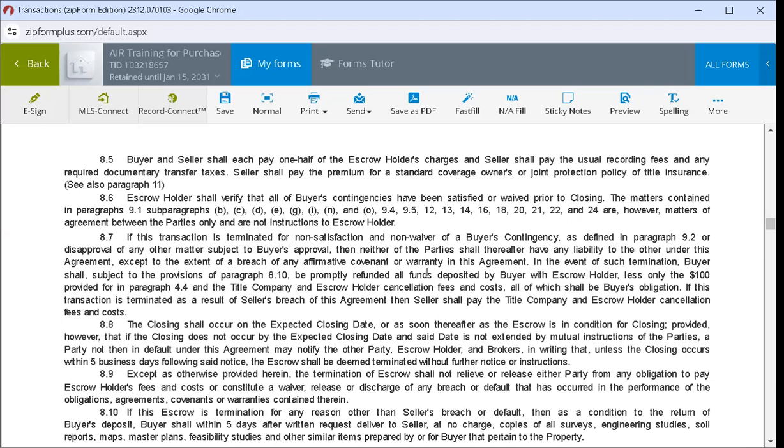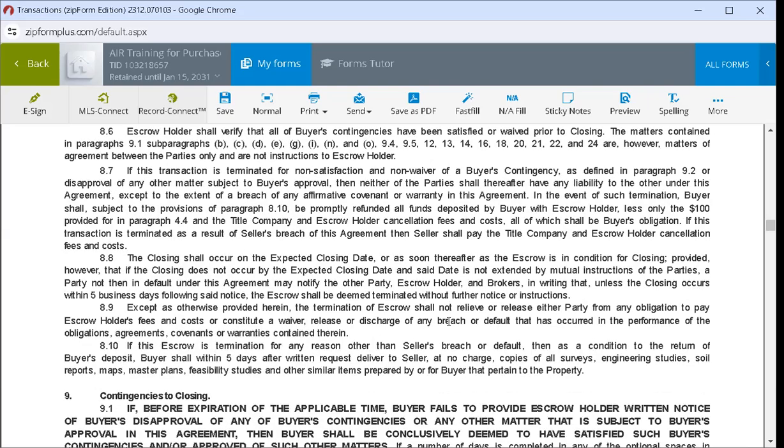So in the event of a buyer termination, the buyer shall be refunded all their funds deposited and of course their interest, less only the $100 provided, and any title or escrow cancellation fees, okay? So if it was terminated because of a seller's breach, then the seller would need to pay title and escrow fees, cancellation costs, okay? So 8.8, the closing shall occur on the expected closing date as soon as escrow is in condition for closing, okay? And that means that they've already verified that all of the contingencies have been waived or accepted.